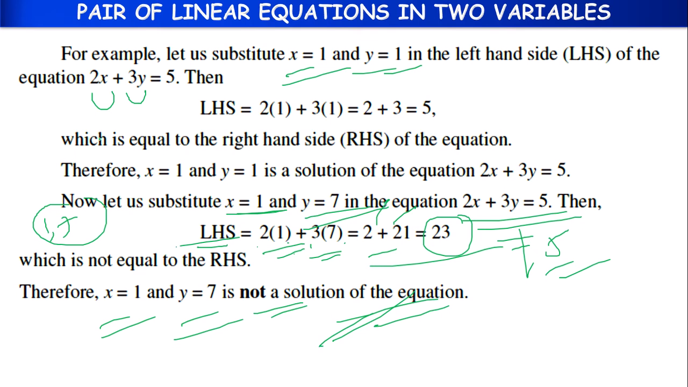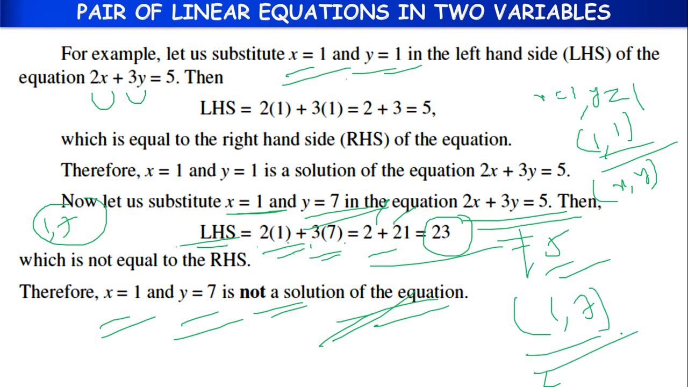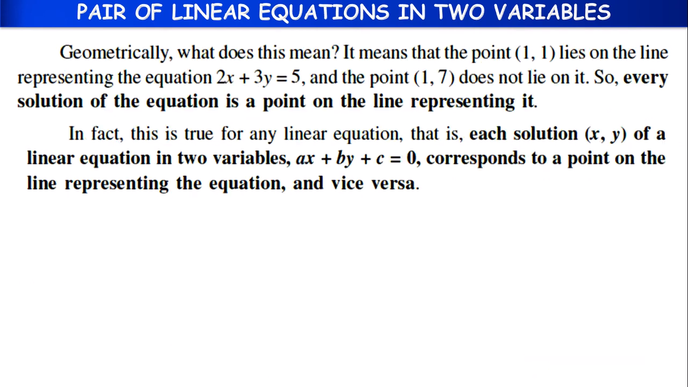In this same situation, we are saying x equal to 1, y equal to 1 is the solution. If we take it in the form of an ordered pair, like a point, x comma y, then 1 comma 1 satisfies the equation, but 1 comma 7 does not satisfy the equation. Now the question is, geometrically, what does it mean to satisfy an equation? What is not satisfying an equation geometrically?